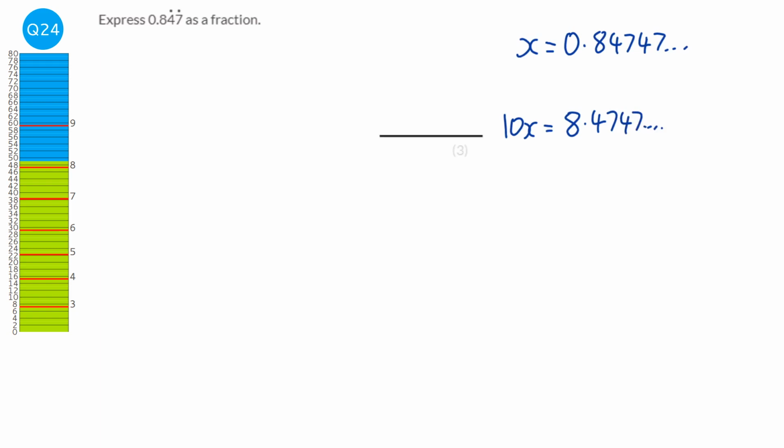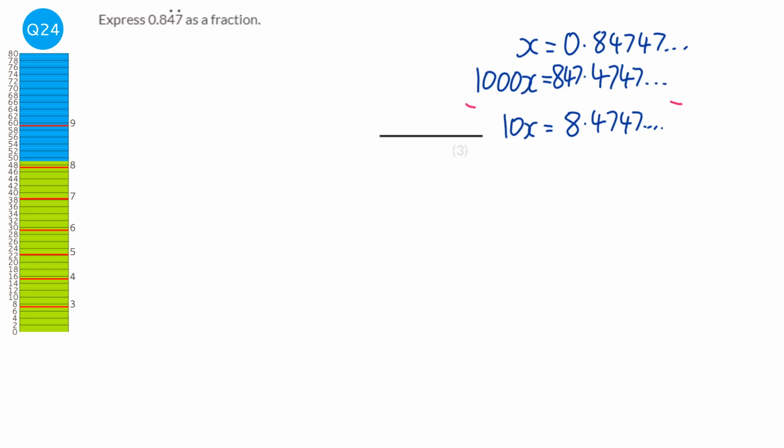And what I want to do now is bring forward one of the occurrences of the recurring pattern, so the 4 and the 7, just one of them. So we're going to times it by 1,000. We'll find out 1,000x, and so it'd be 847.4747, etc., etc.